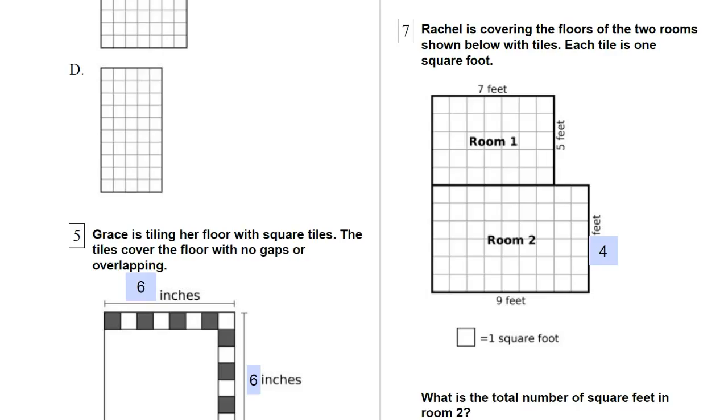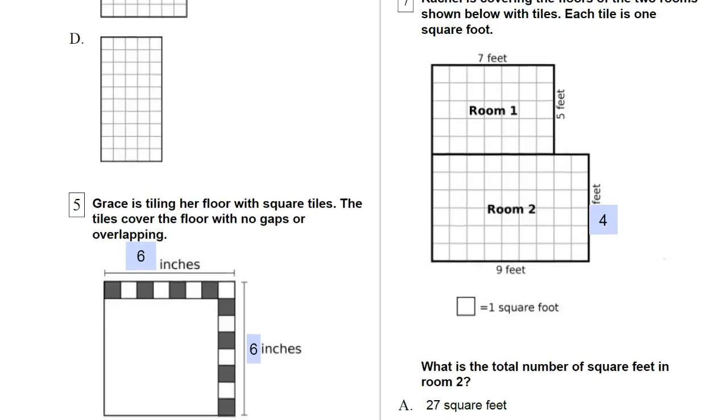So for number 7, it says Rachel is covering the floors of the 2 rooms shown below with tiles. Each tile is 1 square foot. The question says, what is the total number of square feet in room 2? So here's room 2. Okay, and I need to find the area inside, right? Obviously we're finding the area is length times width.